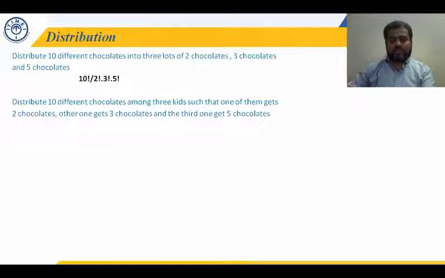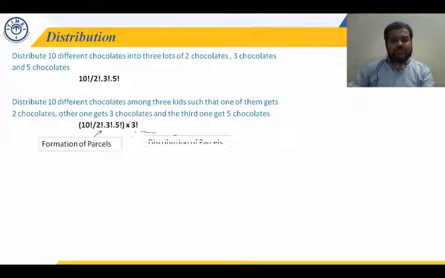So this is a question where formation of parcels is to be followed by distribution of parcels among 3 kids. So formation of parcels multiplied by 3 factorial. Why 3 factorial? Because there are 3 kids. So these parcels can be distributed among 3 kids in 3 factorial ways. So this is for formation of parcels and this is for distribution of parcels.